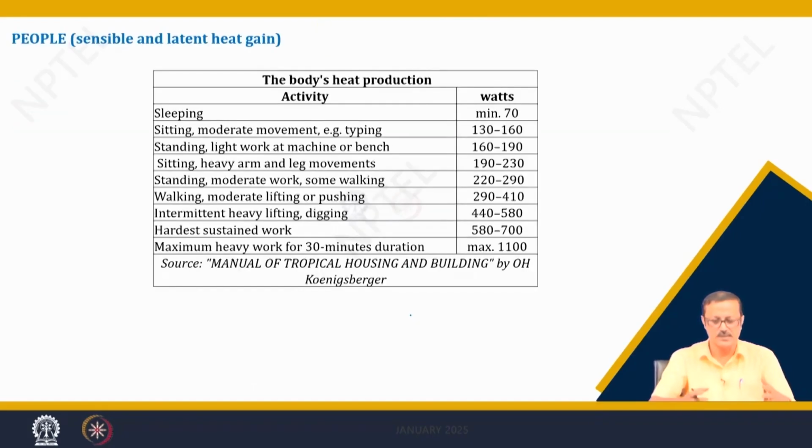So, this is a table from the Koenigsberger book, which shows some of the body activity of human beings. Based on that, how many watts of load there is can be estimated. So, if you are sleeping, it is almost 70 watt. If somebody is sitting and doing moderate work, like computer or office activity, this is 130 to 160 watt. So, that particular data can be taken for any kind of internal heat gain.